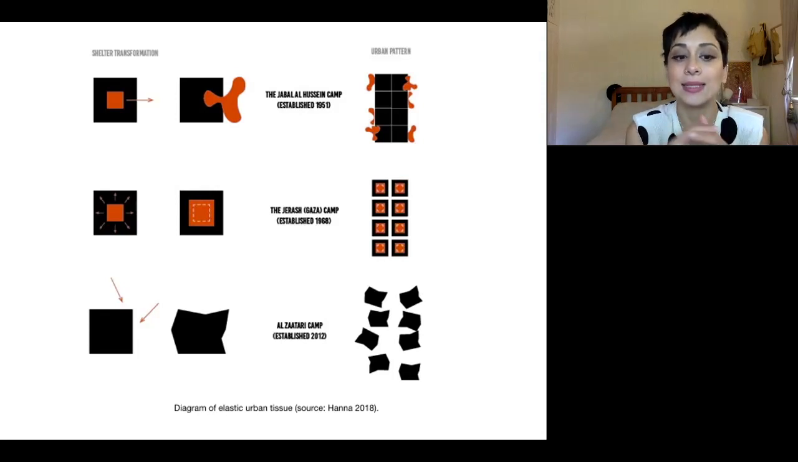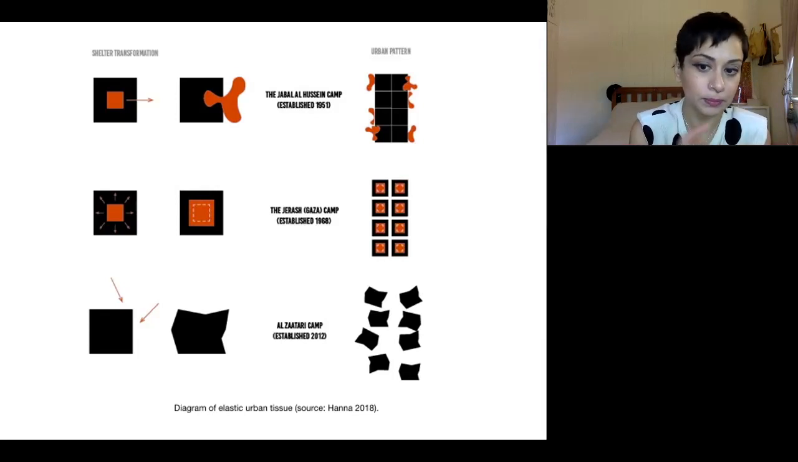This elasticity breaks down the orthogonal temporary humanitarian design solution for the camp. Also, I think with this elasticity, there is an autonomy for the community that claims back the space from the management and control of the humanitarian bodies as power structures in a refugee camp.